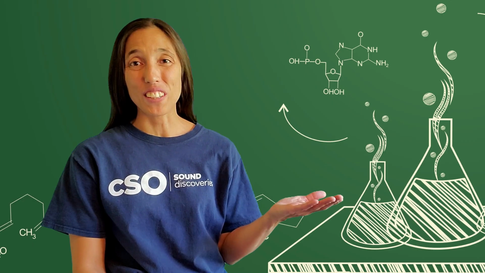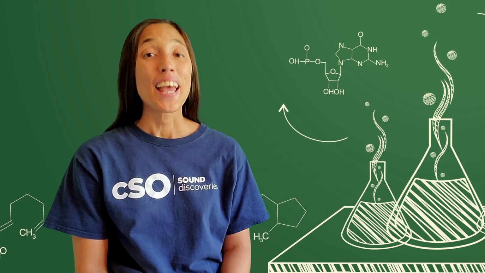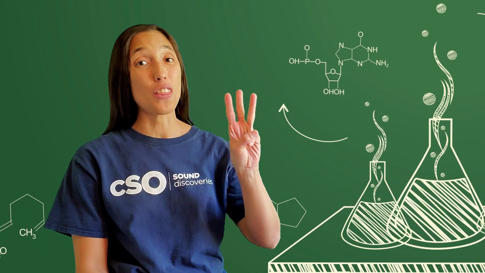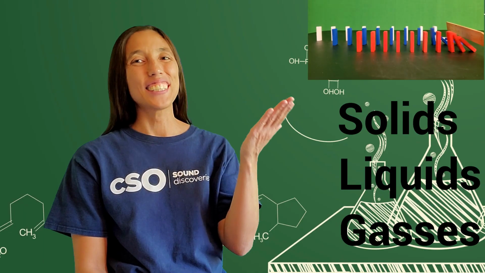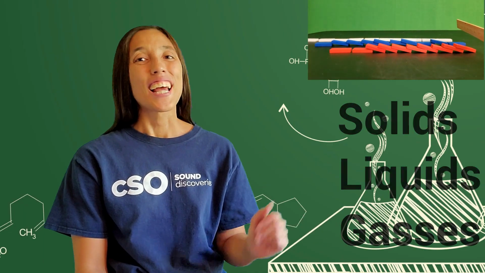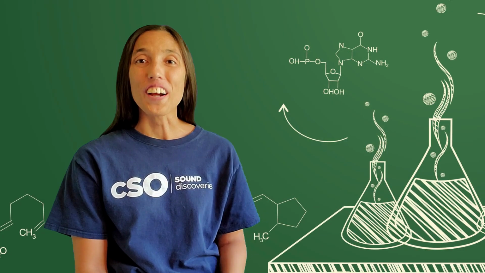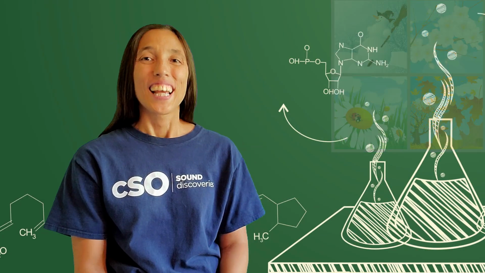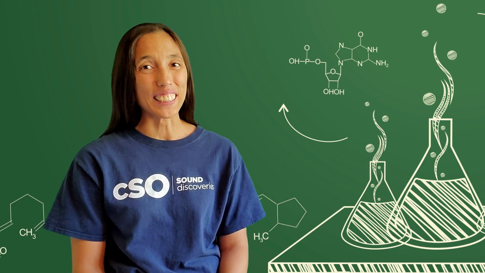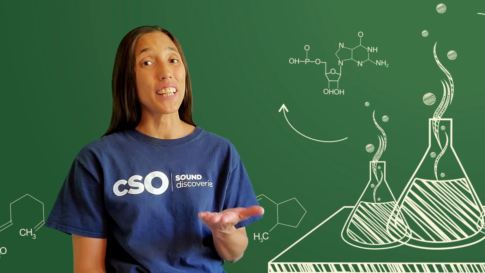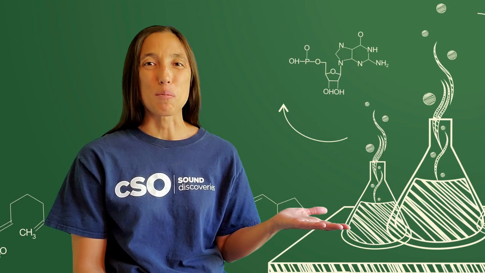We use classification all the time. In the past, we've talked about three forms of matter: solids, liquids, and gases. How about plants and animals, or the four seasons? It can be very helpful to classify things to notice the similarities and differences between them.